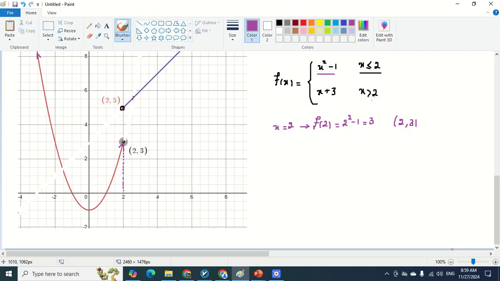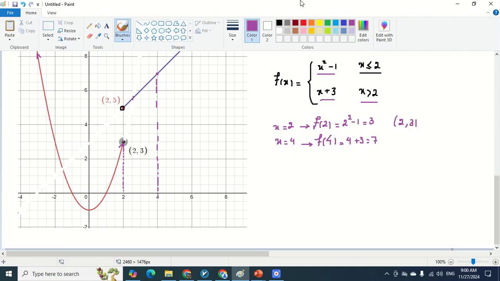For the other side, if x is greater than 2, then we have linear values, meaning that y is equal to x plus 3. For instance, if x is equal to 4, you should put in a value of x greater than 2, care about it. Then f of 4 will be equal to 4 plus 3, which is equal to 7. So the value for x greater than 2 should be evaluated by the second condition, which gives you the value of 7. And you can see over here that the value at 4 is equal to 7, meaning that if you just follow it, we have (4, 7) here.